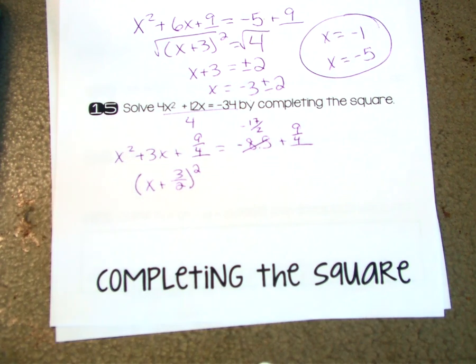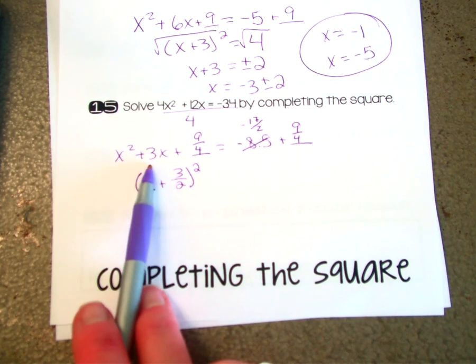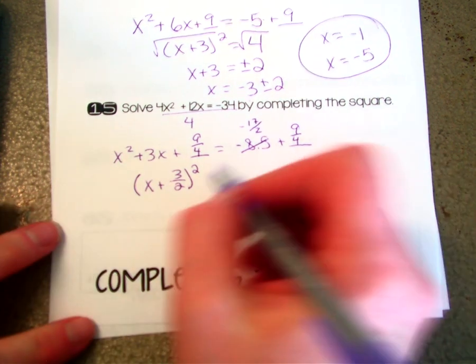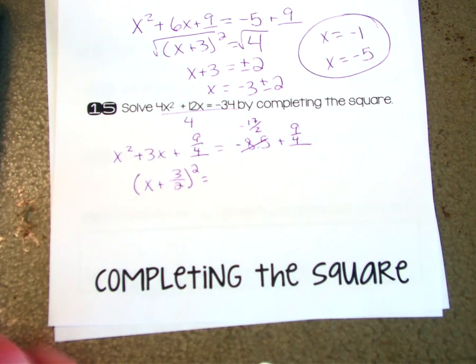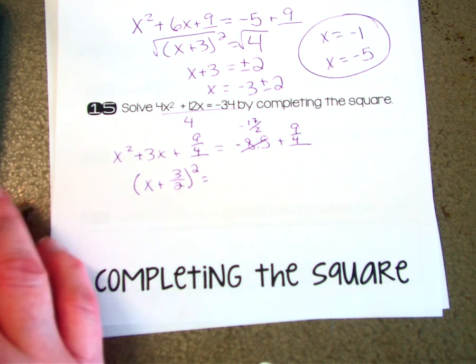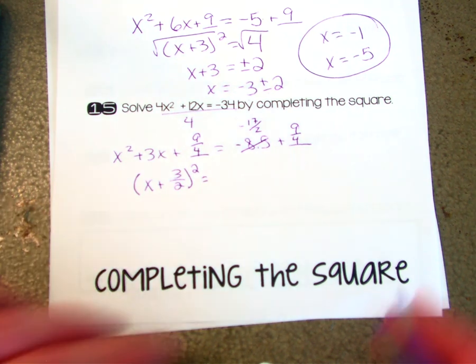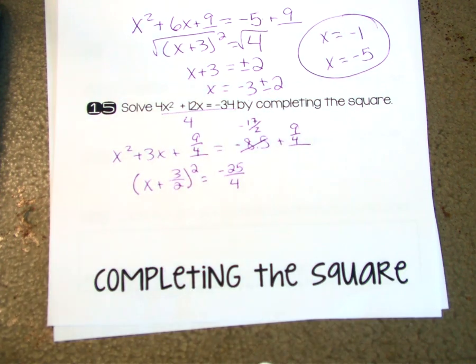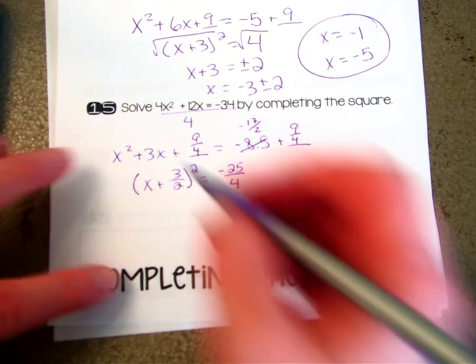So when I factor my left side, that's going to be x plus 3 halves squared. Whatever half of this is, that's what goes here. That's why I know it's 3 halves so quickly. And then adding over on the other side, negative 17 halves plus 9/4 is negative 25/4. I used my calculator to help me with that one. Please feel free to do that as well.